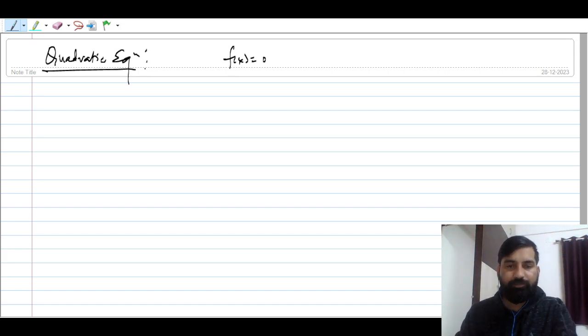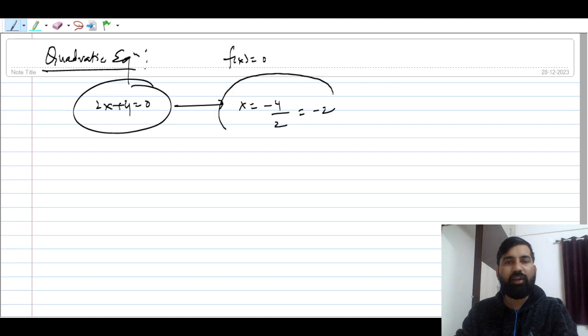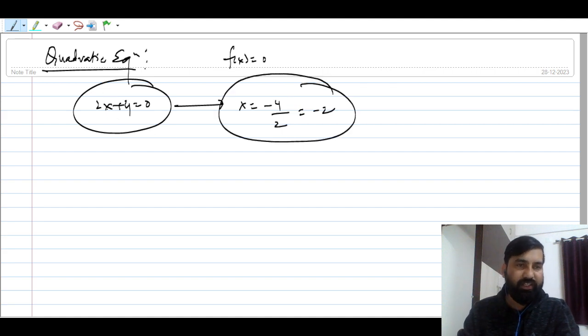Linear equation, you already know what it is. If you take 2x + 4 = 0, this is a linear equation, and it is a function of one variable. Here x can be found directly, and it is -2. The degree of the variable x tells you the type of the equation.